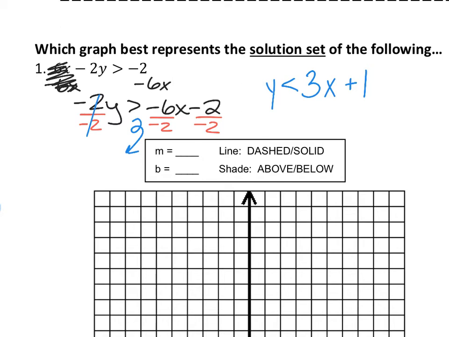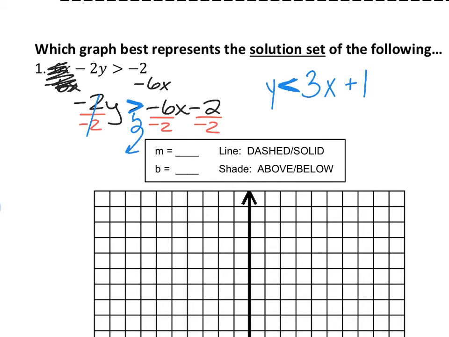No, that's me trying to draw the fact that my inequality sign is flipping over. So it was greater than here, and now it's less than because I divided by a negative number. Okay. At this point, is this in the form that I can graph? Yes. Let's circle our slope. What's our slope?